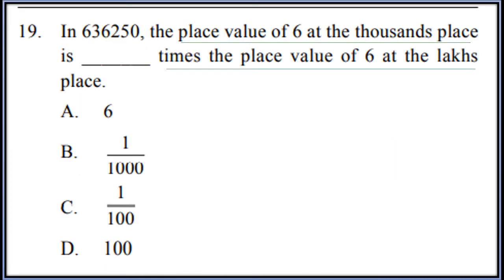In 63650, the place value of 6 at the thousands place is dash times the place value of 6 at the lakhs place. So first find out the place value of 6 at thousands place and the place value of 6 at the lakhs place, and then find out thousands place is how many times of lakhs place. You can see the answer at the end of the video.